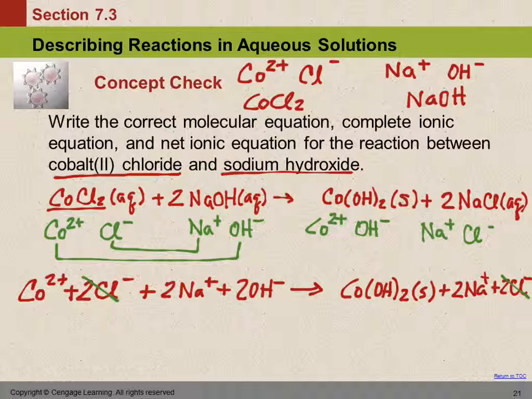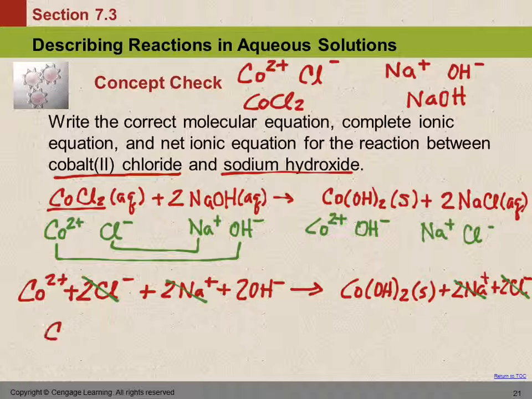What's the other ion? Say it louder. Na, sodium. We got 2 sodium ions in the product and 2 sodium ions in the reactant. Nothing happened to the sodium. It's still just swimming around. So then to write the net ionic equation, we just copy down everything that we didn't cross off.